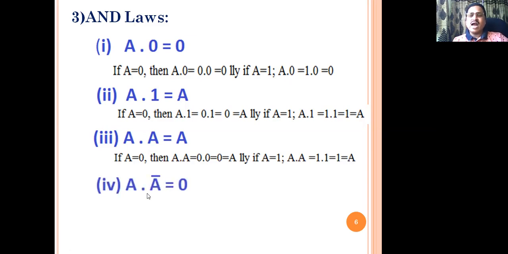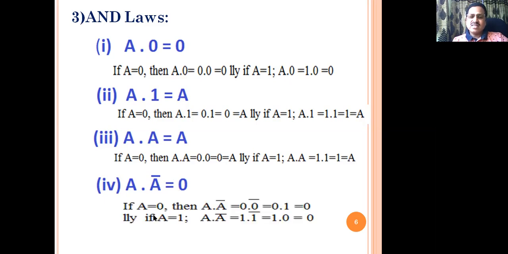The fourth law regarding AND operation is ANDing of a number with its complement, A and A bar equals 0. Here is the verification. If you assume A equals 0, left hand side, A and A bar, replace A by 0, 0 and 0 bar equals 0 and 1.